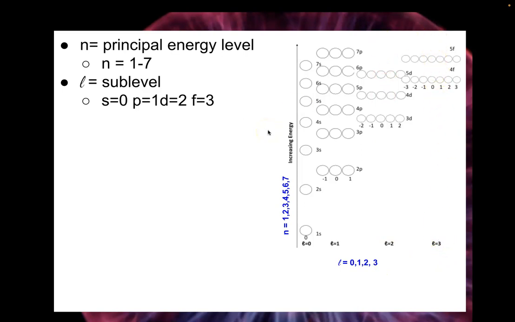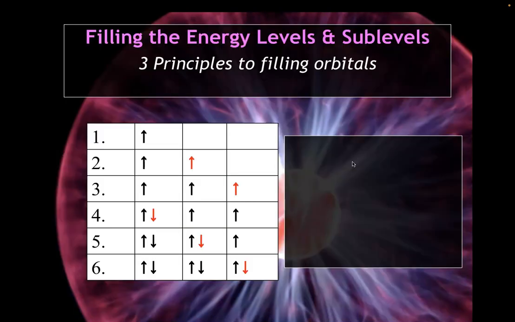So you might see a number that would go 1, 0. That would mean you're in the first principal energy level and you are in an s orbital. Or you might see a number that goes 2, 1, and that would mean you're in the second principal energy level, but because the next number is 1, you are now in the p orbitals. So that was our n and our l. Those are our first two numbers.